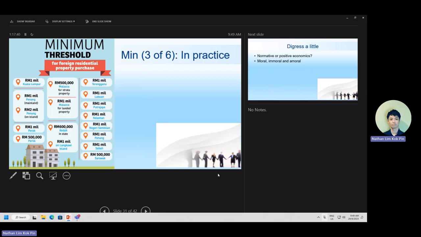Now, what is this? This is for foreigners who want to buy property in Malaysia. Okay, we put a minimum price. Below a certain price, you cannot buy. Let's say you want to buy a property in KL, below 1 million, they cannot buy. So we want those properties below 1 million available only for Malaysians.